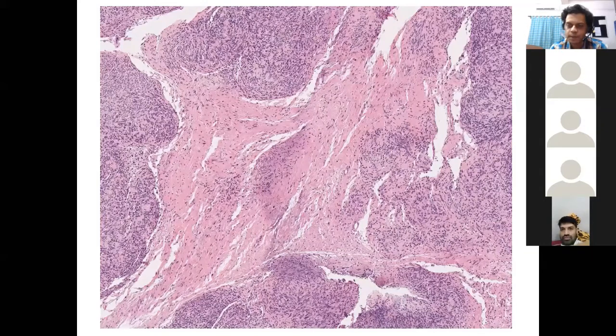So basically when you get a plexiform neurofibroma, the important thing is to sample as much as possible. Grossly, within these plexiform elements, if you see areas which are relatively more firm, sample from those areas, because otherwise they should not give you that kind of a firm nature.